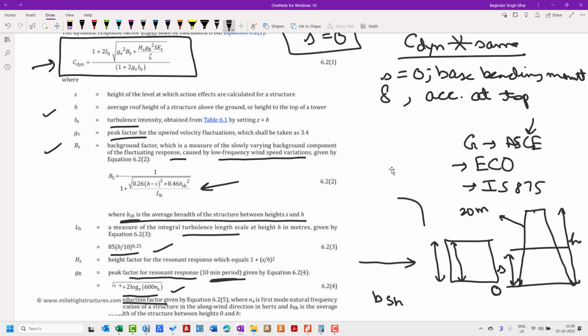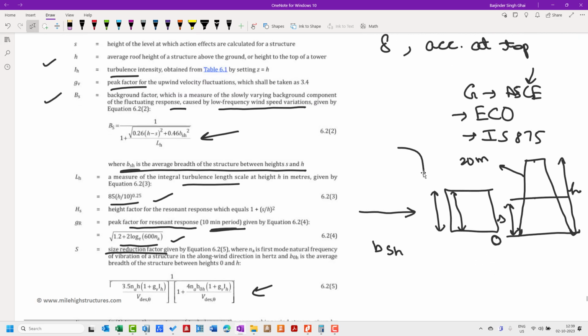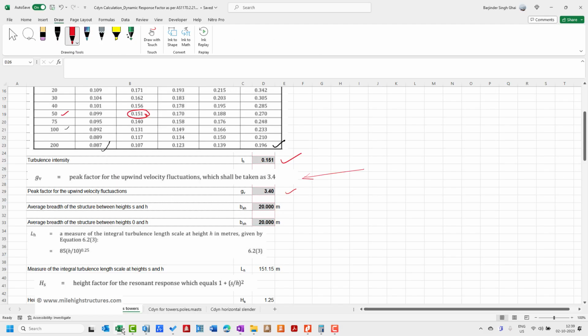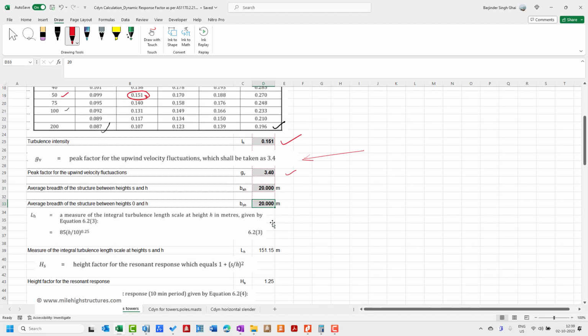And the second value is B0H. B0H is the average breadth of the structure between height 0 and H, meaning the average breadth between this height and this height. Let us assume the building is straight. In that case, we can simply take B0H also as 20 meters. So we have calculated BSH and B0H as per that assumption, and took it as 20 meters.